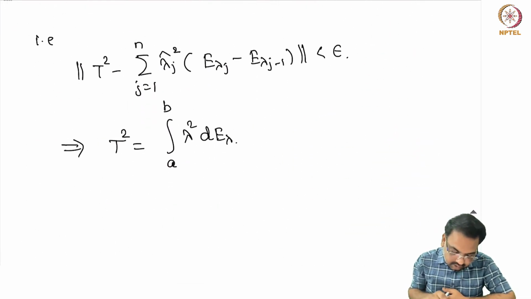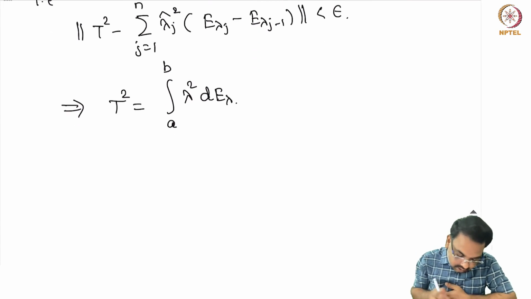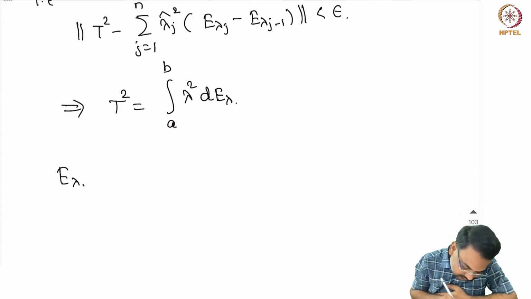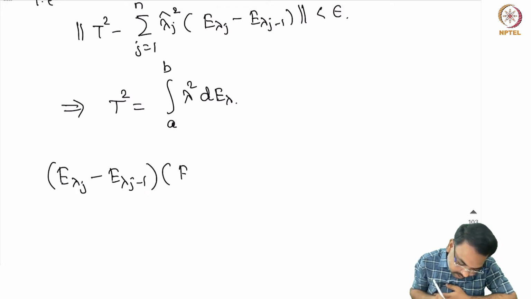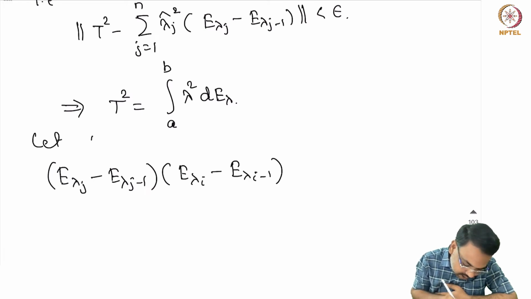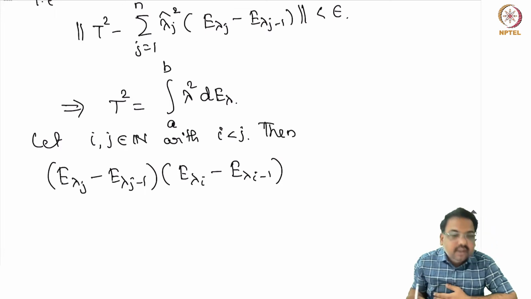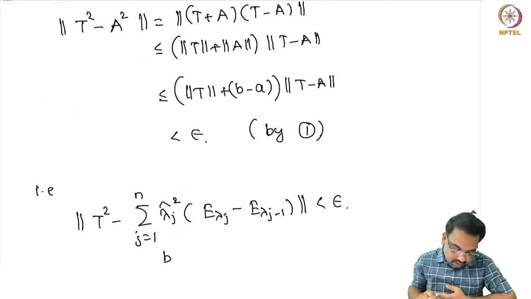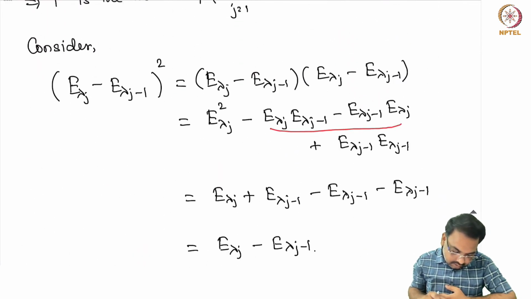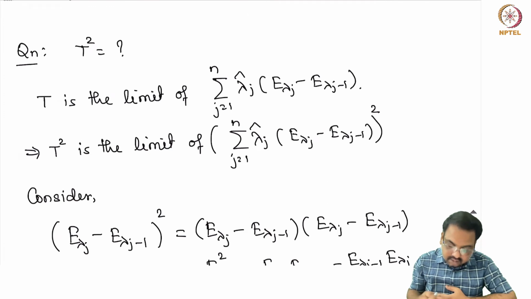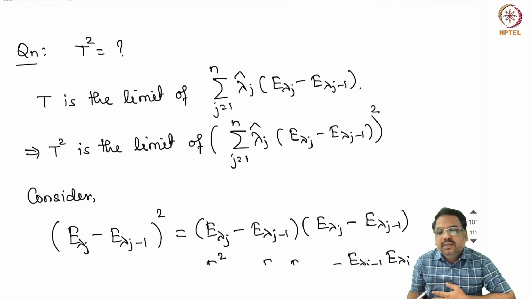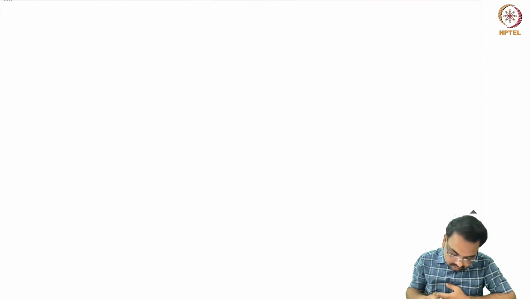So the proof is completed provided this condition is also verified. So (E lambda j minus E lambda j minus 1) into (E lambda i minus E lambda i minus 1). So let us take i, j in {1, ..., n} with i less than j. Then let us look at these mixed terms, because in this square we also get mixed terms of the form (E lambda j minus E lambda j minus 1) multiplied by (E lambda i minus E lambda i minus 1).